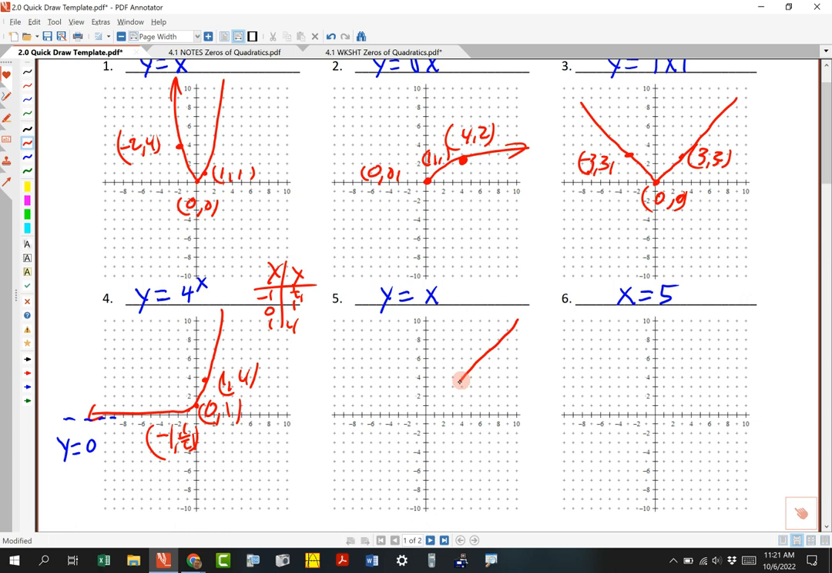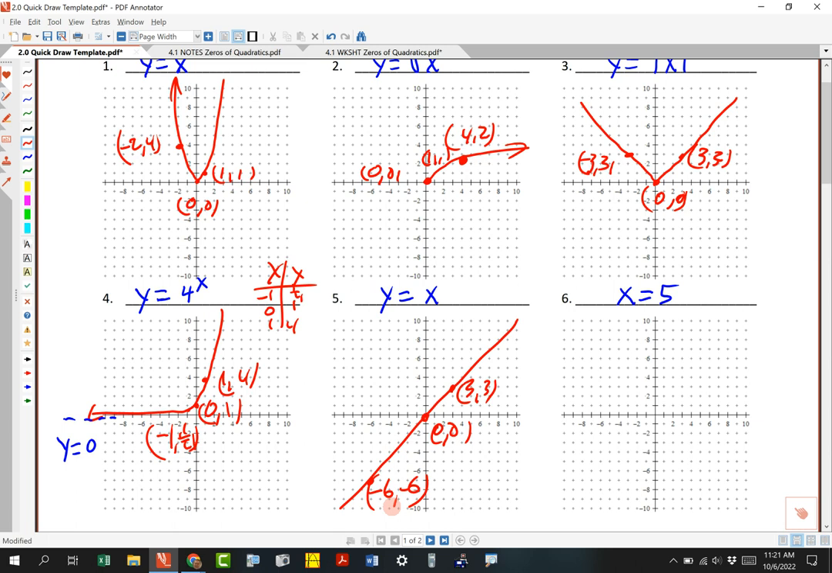And then y equals x is this one, through 0, 0. And any point, they're going to be the same coordinate above and below. So same sign, same number and stuff like that. So this point right here would be -6, -6.